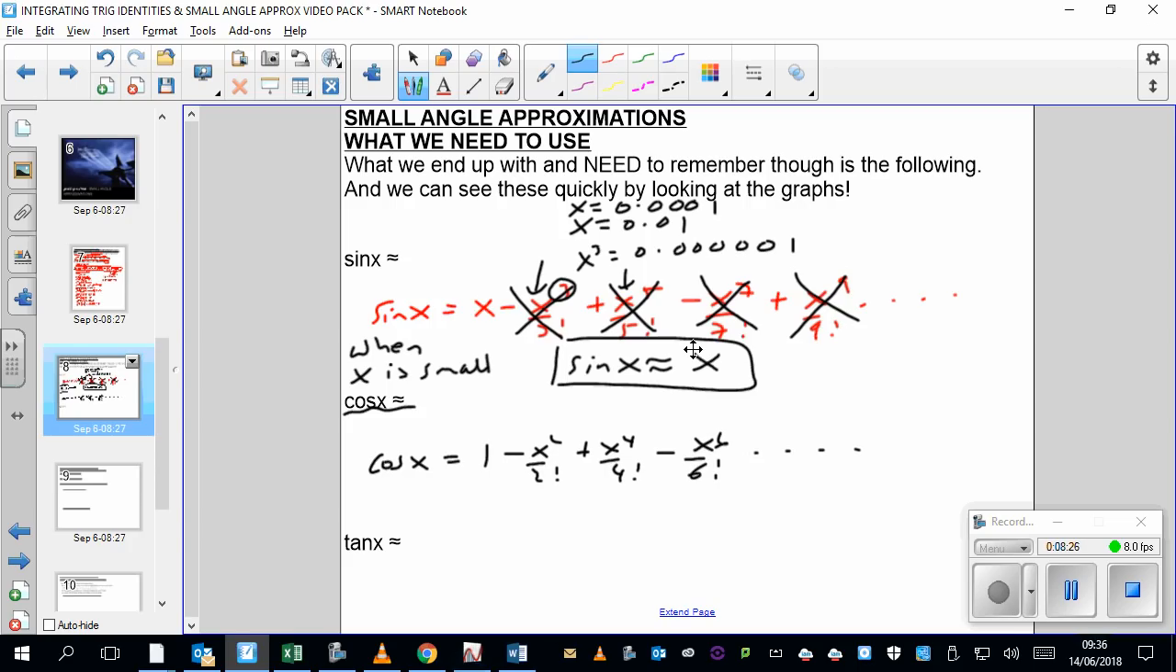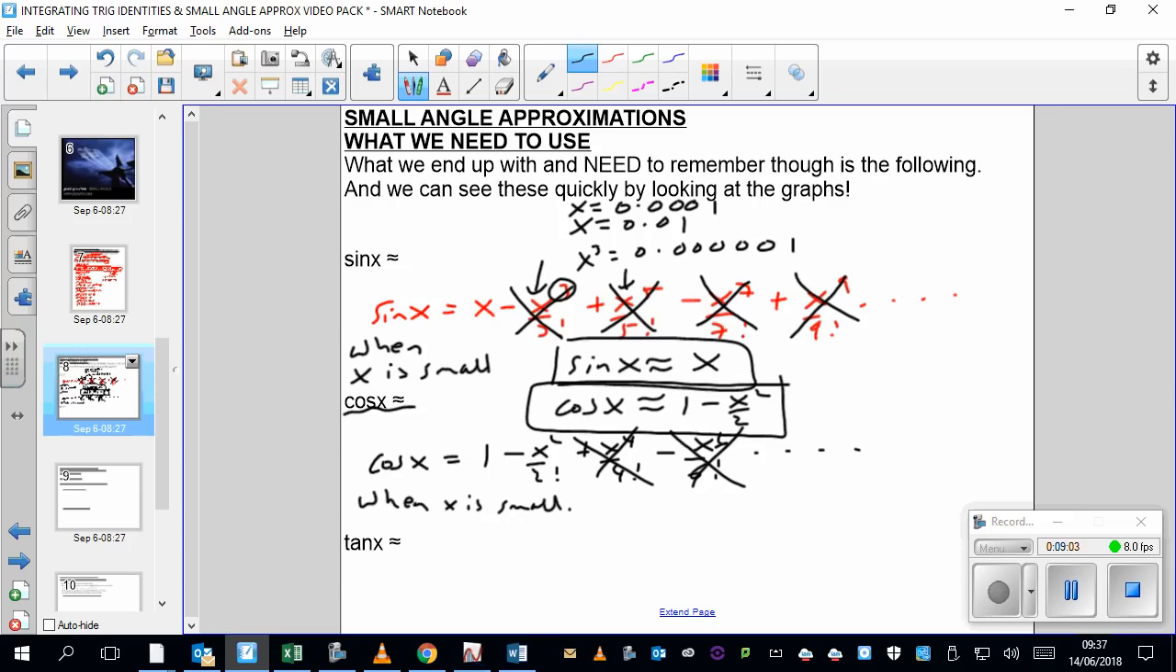Okay? Now again, when x is small, it all depends on what accuracy you're looking for. So Edexcel have decided that anything x cubed and above can basically be ignored. Okay, so they're saying when x is small, x squared we'll keep, but x to the 4 and x to the 6, that's just too small, so we're going to ignore it. So we're saying that cos x is approximately equal to 1 minus x squared over 2, which is the same as 2 factorial. So 1 minus x squared over 2, okay?